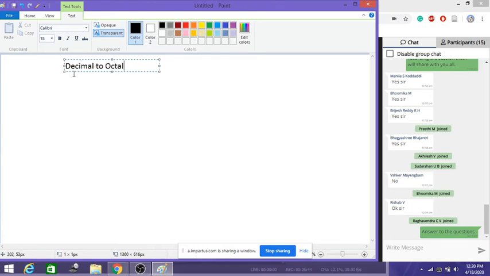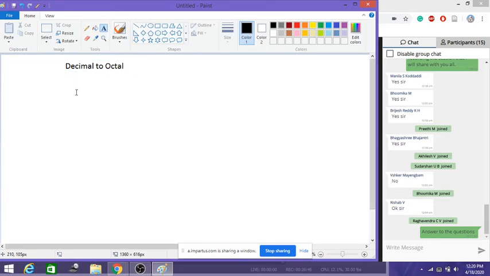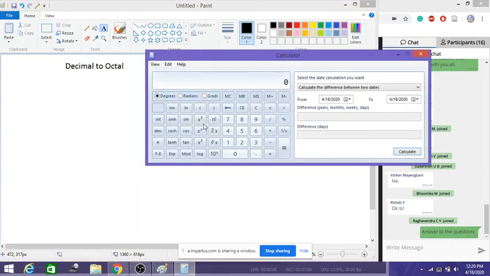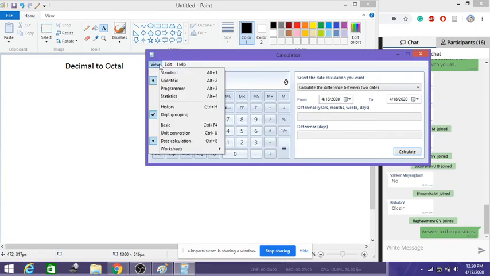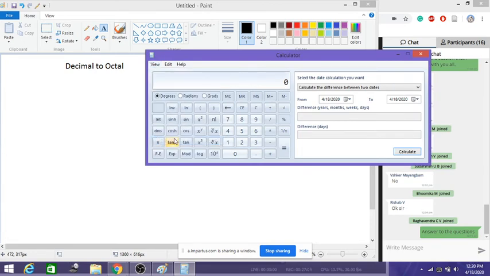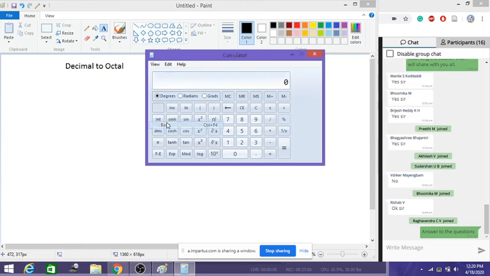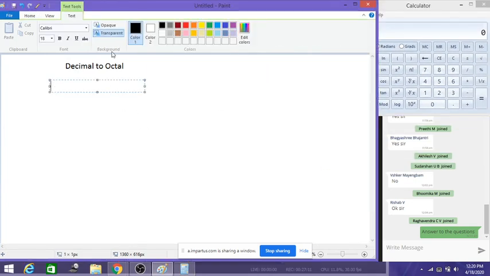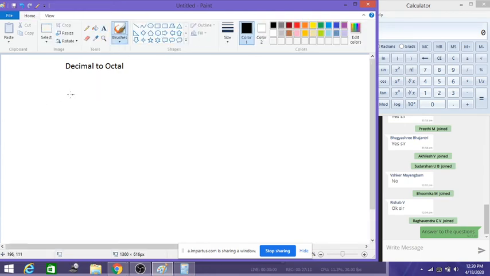So here you may need to use the calculator for the calculations. So let me open up the calculator here. I'll just keep the simple calculator. Date conversions are not required. Basic. Okay, if required I'll use this. So let us take a number here.